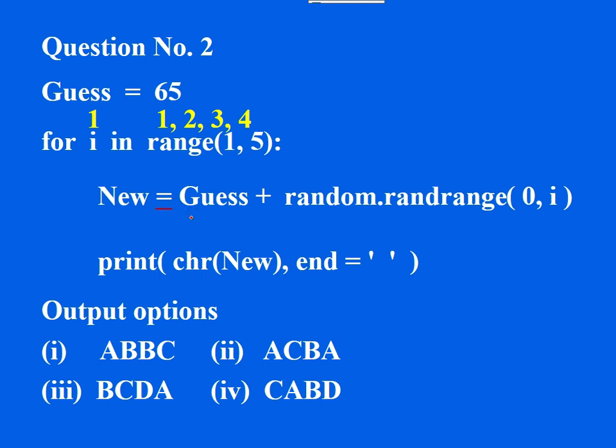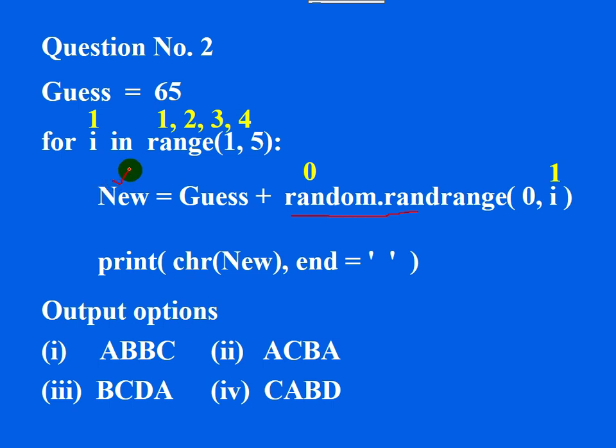Assignment operator means right hand side assigned to left hand side. So random.randrange(0, i), where i is 1. randrange(0, 1) returns a random integer between 0 and 1 minus 1, 0 to 0, that is 0. So here you get the value 0.